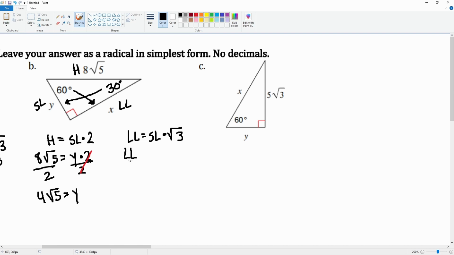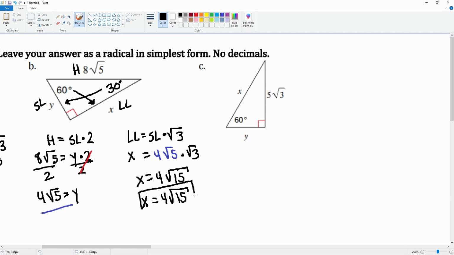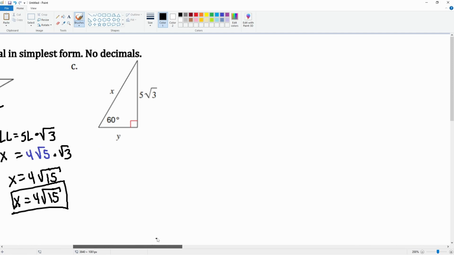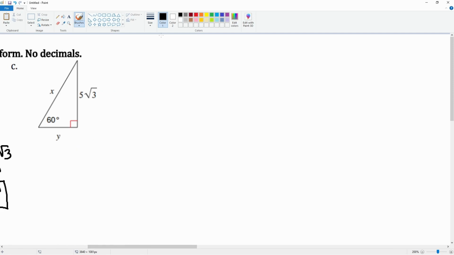Long leg, we know that is the value of x. The short leg, we know that was y here. This was the short leg right here. So that is 4 radical 5 times radical 3. 4 remains the same. Radical 5 times radical 3 is radical 15. Bring down that x. So we can say x is equal to 4 radical 15. You can't technically break it down any further.